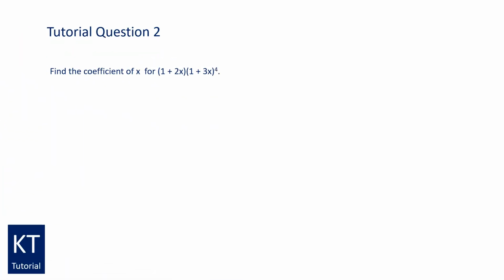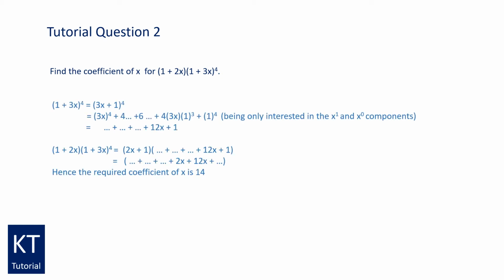Tutorial question 2. Find the coefficient of x for the product of (1 plus 2x) and (1 plus 3x) all to the power of 4. Again, we shall leverage the numbers on row 4 of Pascal's triangle, with particular interest in the coefficients pertaining to x and x to the power of 0, as these would need to be multiplied against (1 plus 2x) to obtain the total required coefficient for x. This comes to 14.